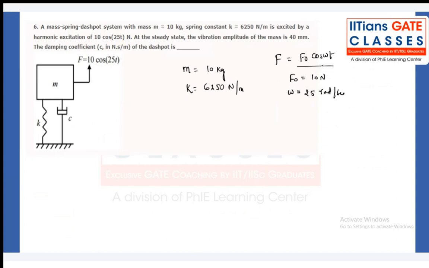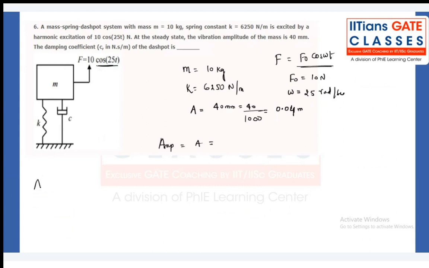If you compare this equation with the given equations, at steady state the vibration amplitude A, the dynamic amplitude, is given as 40 mm, which can also be written as 40 divided by 1000, which is 0.04 meter. The damping coefficient of the dashpot will be how much? See guys, which formula needs to be used? Amplitude, which is equal to A. They are asking for the damping coefficient.